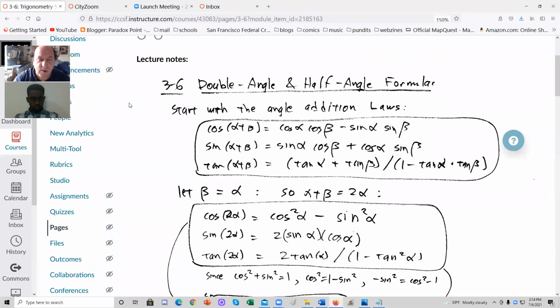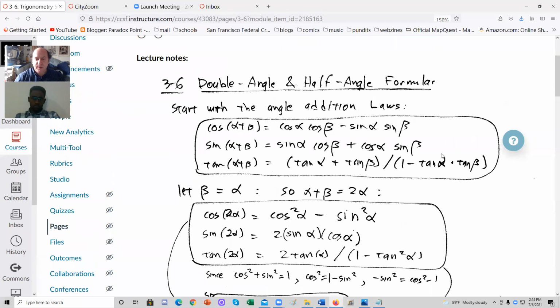Okay, for today, we're going to do double angle and half angle formulas, section 3.6. We start with the angle addition laws as follows. Cosine of alpha plus beta is cosine cosine minus sine sine. Sine of the sum is sine cosine plus cosine sine. Tangent of a sum is tangent plus tangent, all divided by 1 minus tangent times tangent.